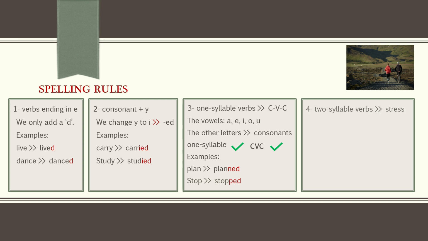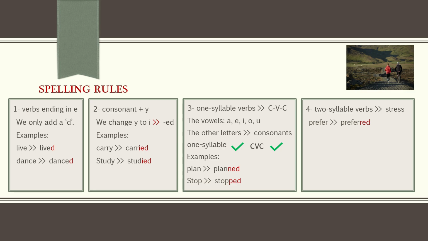Number 4. Two-syllable verbs ending in a CVC pattern with the stress on the last syllable. If the verb ends in a CVC pattern with the stress on the last syllable, we also double the final consonant. For example, prefer becomes preferred. The verb prefer has two syllables and ends in a CVC pattern, and because the stress is on the last syllable, we double the final consonant. So prefer becomes preferred.